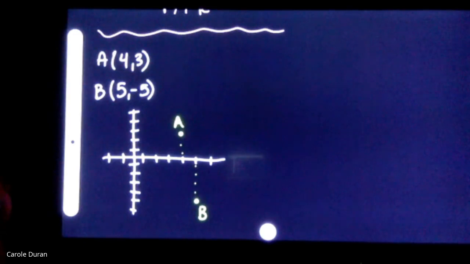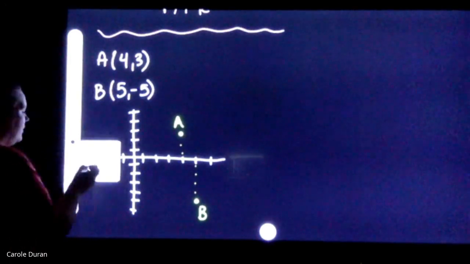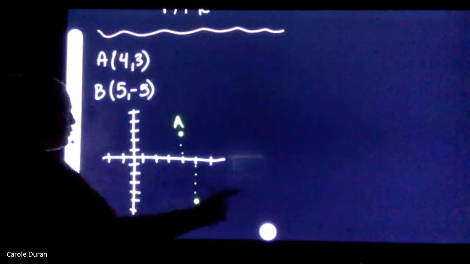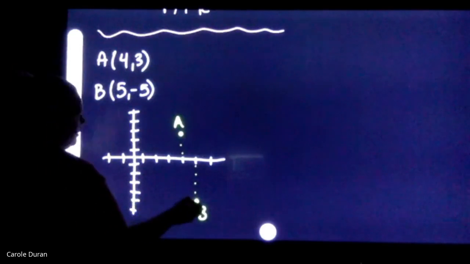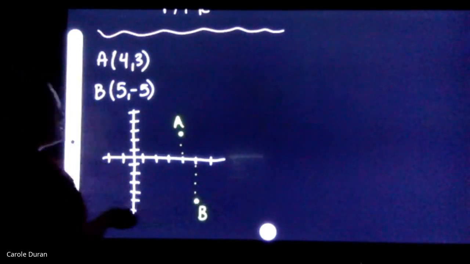Give you guys a second to get those graphed. Okay, so I'm going to start with point B and work my way up to point A. So from point B, I like to do my horizontal distance first. So am I going to move left or am I going to move right to get in line with A?